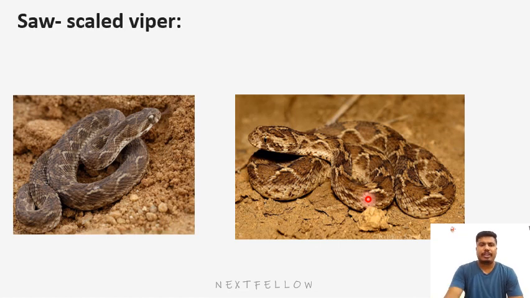Okay, you can remember the 5 Vs about the vipers. First V is for viper, second V is for viviparous, third is for vertical pupil, fourth is for vasculotoxic venom, and fifth is for V-shaped head, that is triangular head. Okay, the fatal dose of saw scaled viper is 8 milligram.